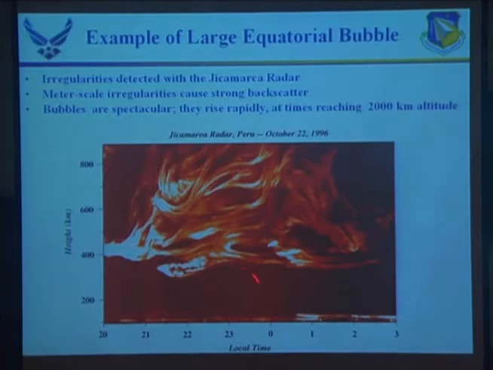And this is the kind of large-scale irregularity that would give rise to scintillation. And they cause, of course, strong backscatter from the radars. Those bubbles are spectacular. They rise extremely rapidly. And, well, it's not written here, but at times they reach all the way to 2,000 kilometers altitude.